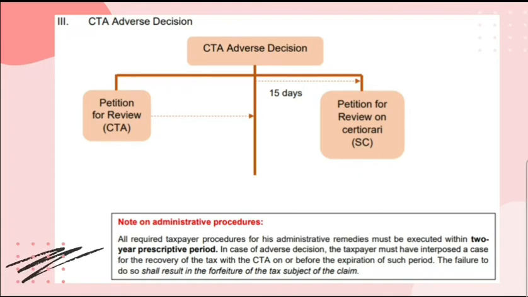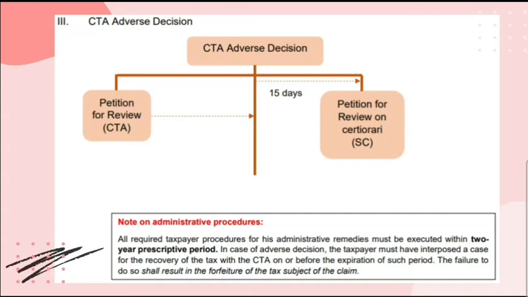Appeal to CTA en banc is made within 15 days from the receipt of the division of the CTA denial decision. If again denied by the CTA en banc, the final remedy would be appealing to the Supreme Court, where appeal should be made within 15 days after receiving the receipt from the CTA en banc denial. If again petition is denied in the division of the CTA, next step is to proceed to CTA en banc. If denied by the CTA en banc, the next or the final remedy would be appeal to the Supreme Court.